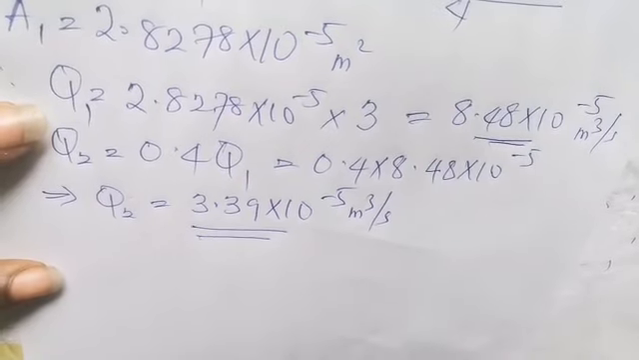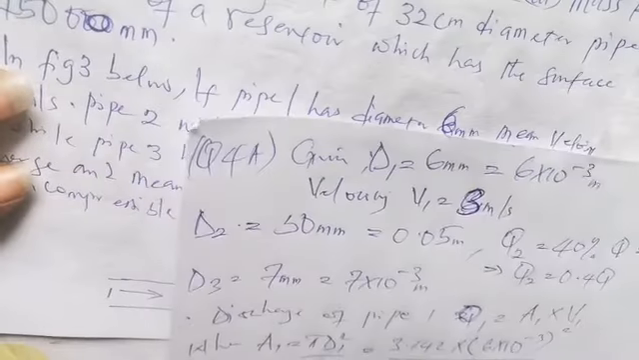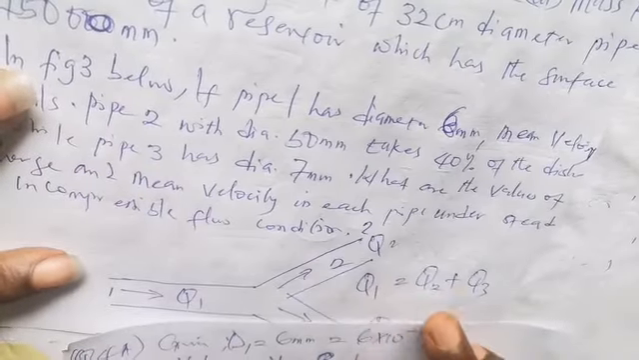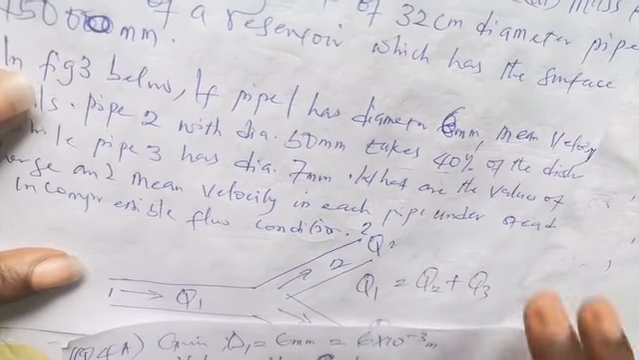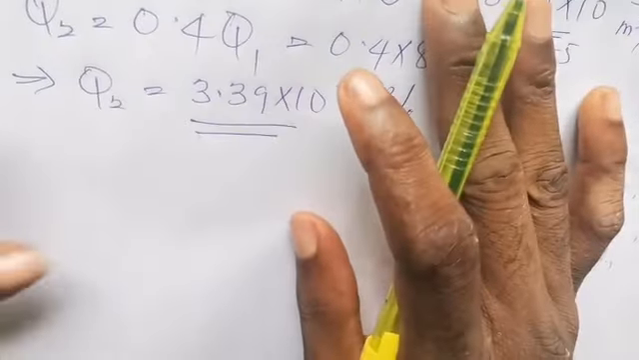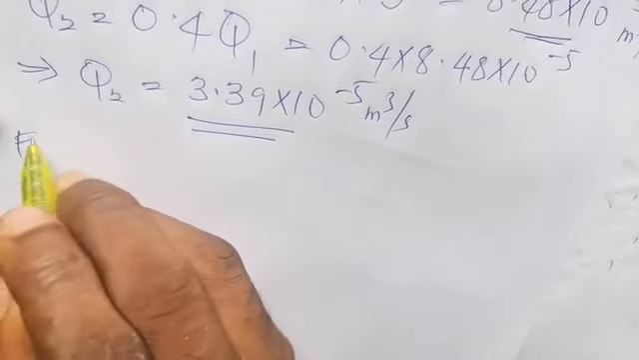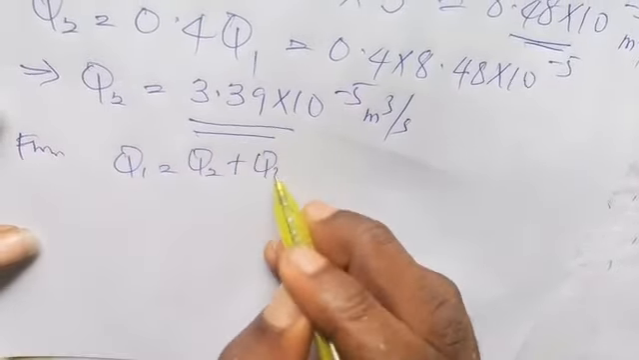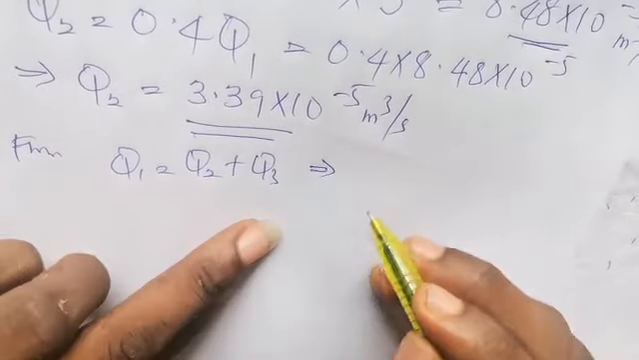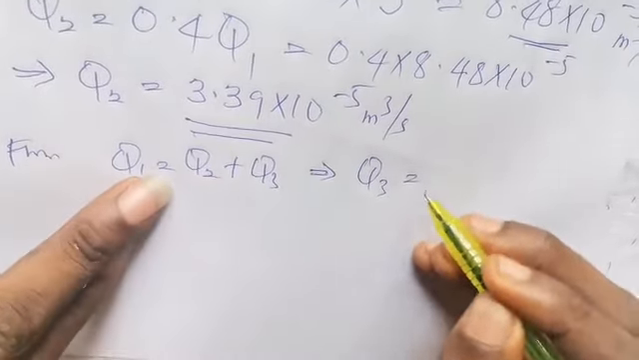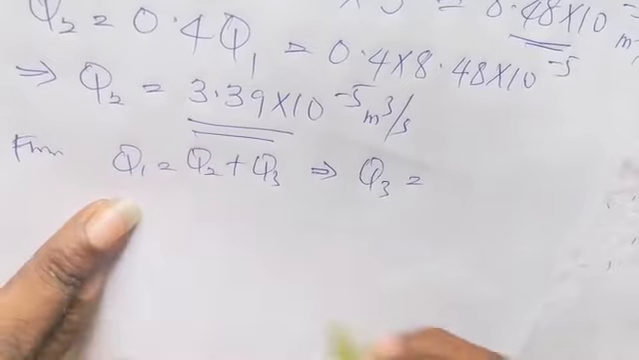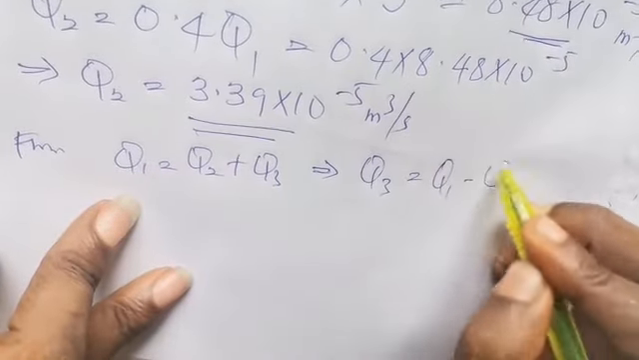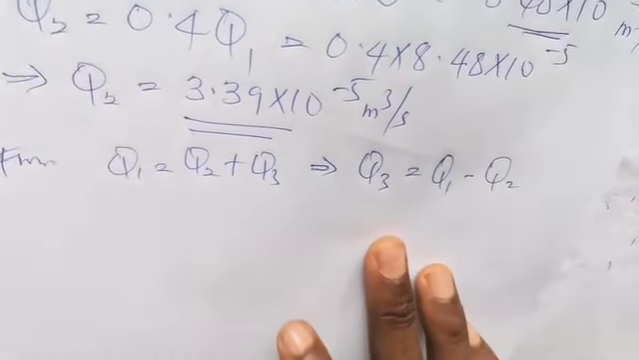Alright, so if you know these two now, we can simply employ this equation, Q1 equals Q2 plus Q3, to find the third discharge. From Q1 equals Q2 plus Q3, you can make Q3 the subject. Q3 becomes Q1 minus Q2 for the third discharge.